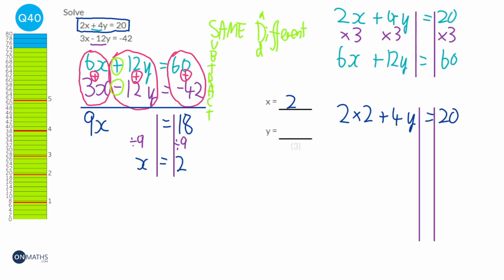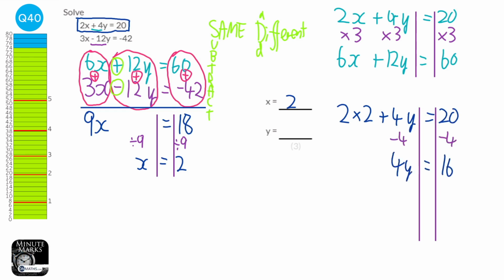Again, put my solving lines in, because the first thing I'm going to do is take away the 2 times 2, or take away the 4 from both sides. So we've got 4y equals 16, and then we're just going to divide by 4 both sides. So we get y equals 4. And we can check that with the second equation by substituting in the values of x and y. So 3 times 2 minus 12 times 4 is equal to minus 42.